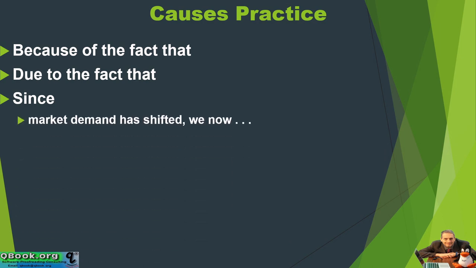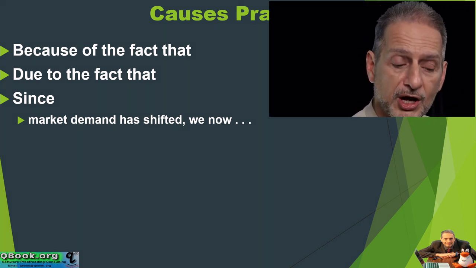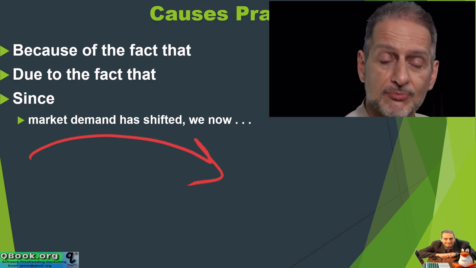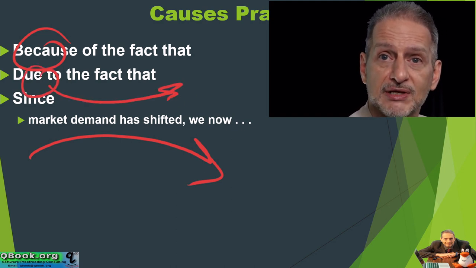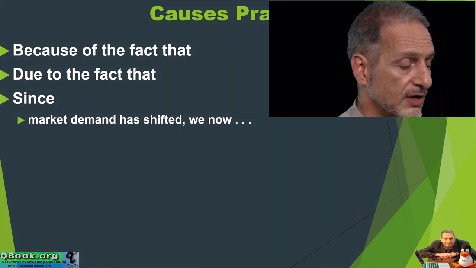Because of the fact that market demand has shifted, we now... Due to the fact that market demand has shifted, we now... Since market demand has shifted, we now... And this is also a great way to show our transition, right? We're moving from one topic to another topic by saying previously, because of something, and now something. Due to something, and now something. Since something, and then now something. So it's a really good transition idea.